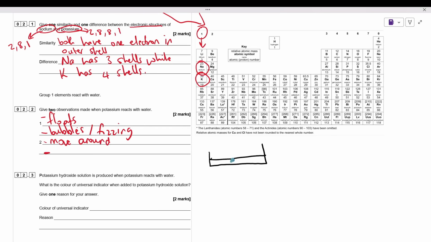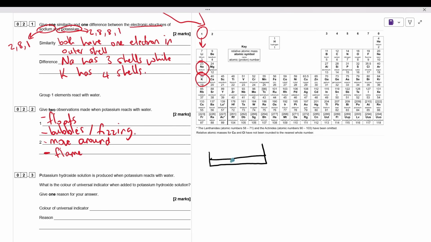And one key thing that usually happens with potassium is that it is going to form a flame. We're going to see a flame. You don't need to mention the color of the flame, but we know that a flame is going to be there. If you mention the color of the flame, that's ignored. So all you need to mention is that there will be a flame, a lilac flame. That will give you the mark nevertheless.